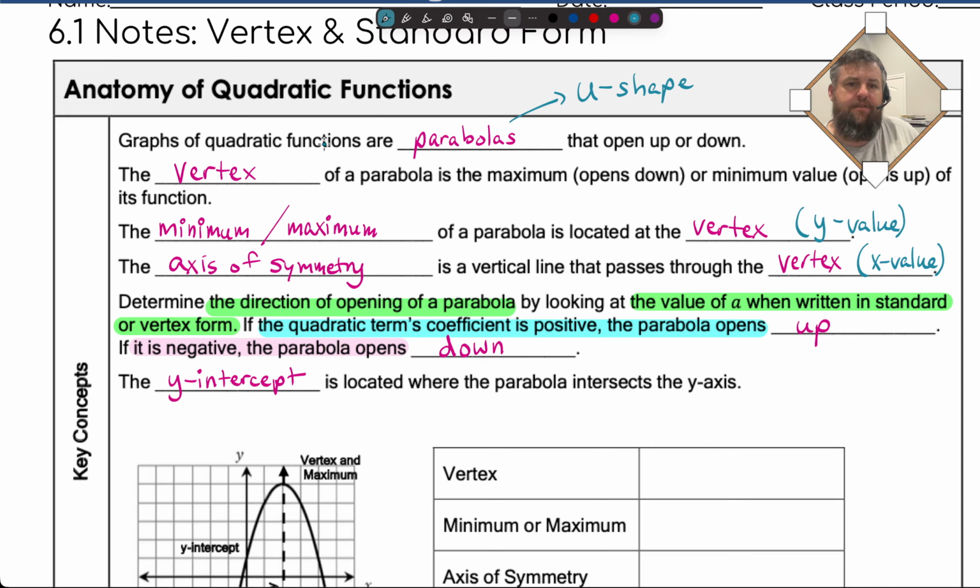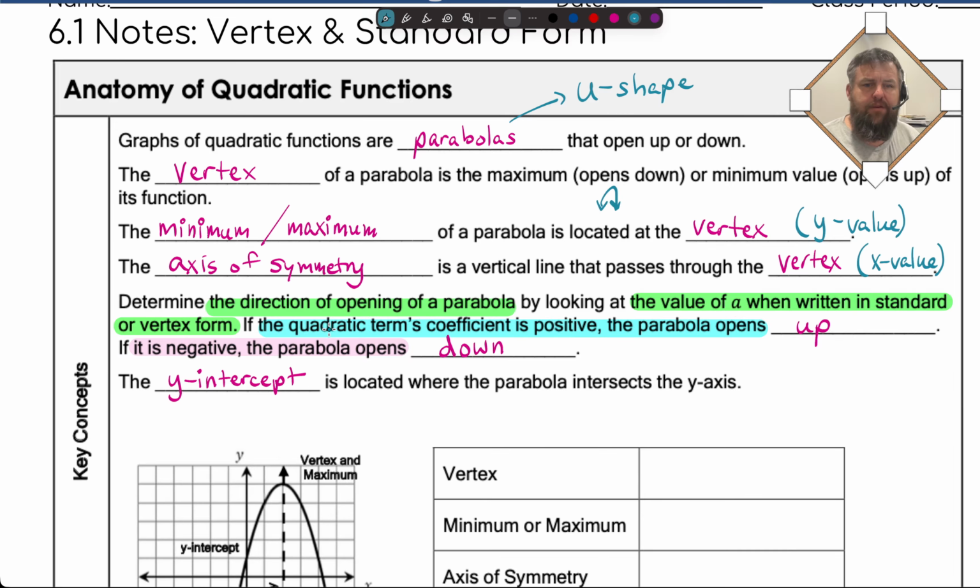The vertex of a parabola is the maximum, meaning it opens down, or the minimum, which means it opens up, of its function. The minimum or the maximum of a parabola is located at the vertex. It is the y value. The axis of symmetry is a vertical line that passes through the vertex. It is the x value.